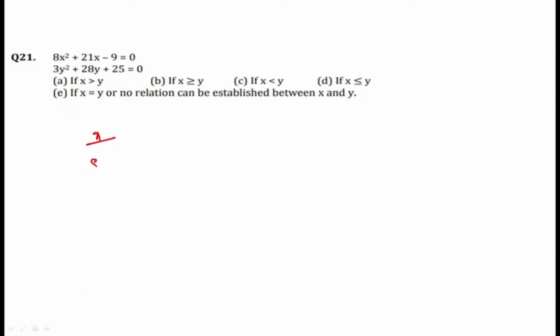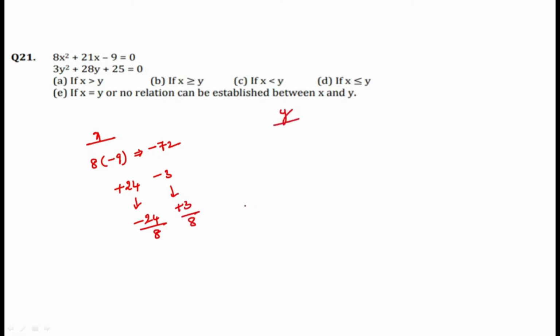The factors of x: 8 into minus 9, 9 8s are 72. Now we want 21. What is possible? 24 and 3 is the only possibility to get 21. The respective factors are plus 24, minus 3. The final factors are minus 24 and plus 3, and we have a term divisible by 8.